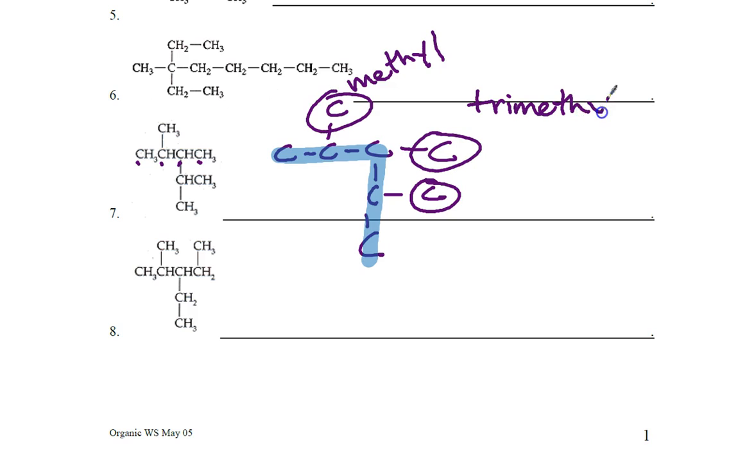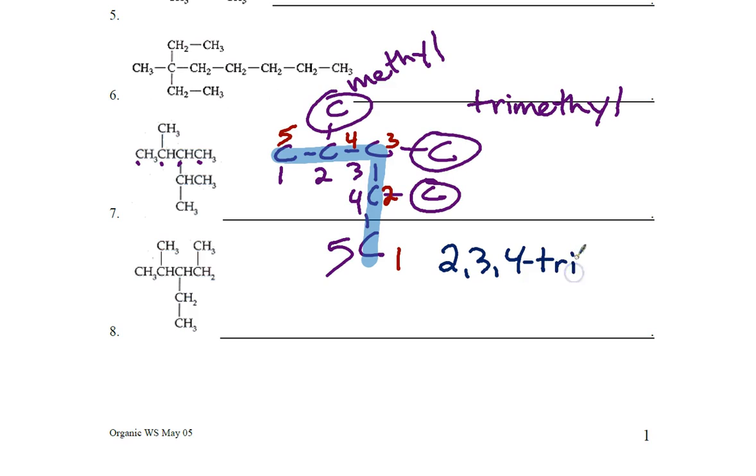Now I have to say where they're located. 1, 2, 3, 4, 5. Let's choose a different color for that backwards numbering. 1, 2, 3, 4, 5. So we could do 2, 3, 4, or 2, 3, 4. They're identical. It doesn't really matter. So 2, 3, 4 dash trimethyl, and we said the base name was pentane.